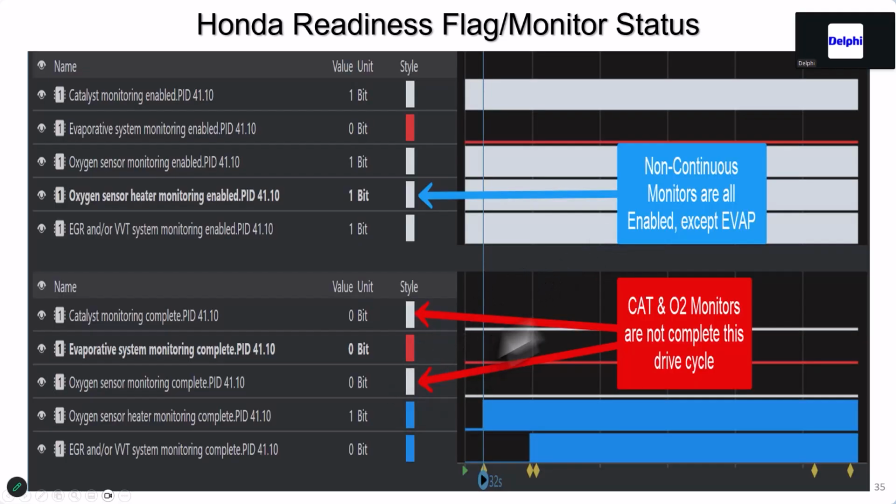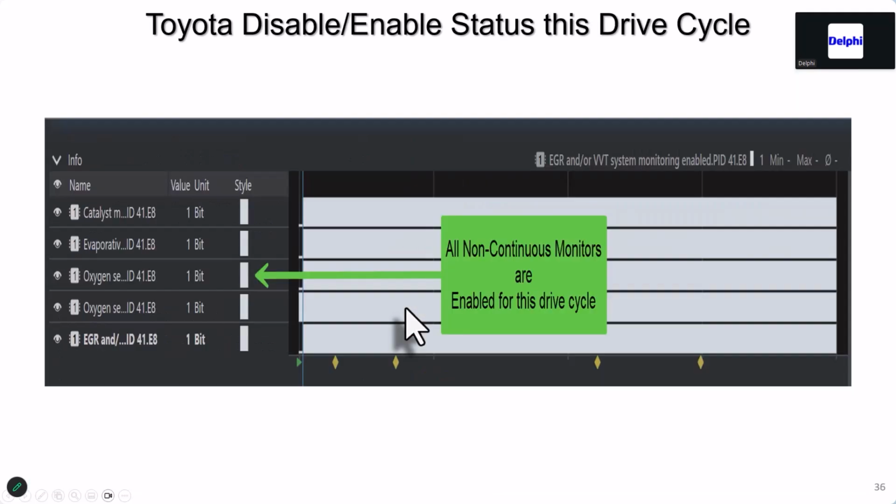Here's what we're looking at. So let's go through here first. We turn the key on. All the whites mean that we should be able to run those tests this key cycle if we meet the criteria, except for evap. It's blocked out. Down here, we drive it. These two run. VVT, oxygen sensor heater run. Evap is still disabled. And these two have not run yet this key cycle. So we either need more driving or we have a problem. Okay, so we've got to look a little further.